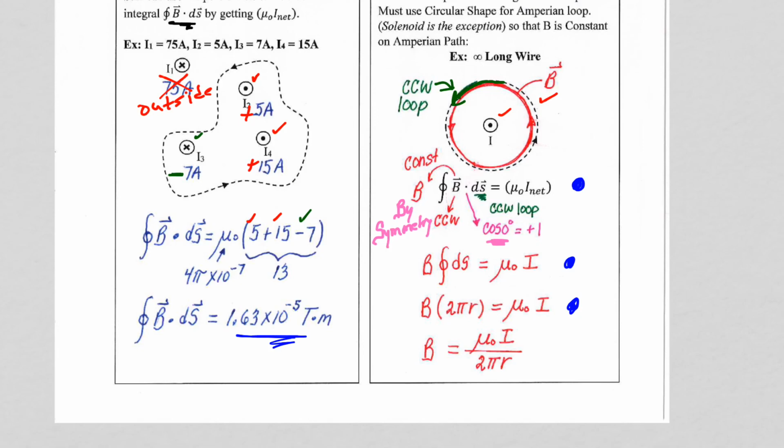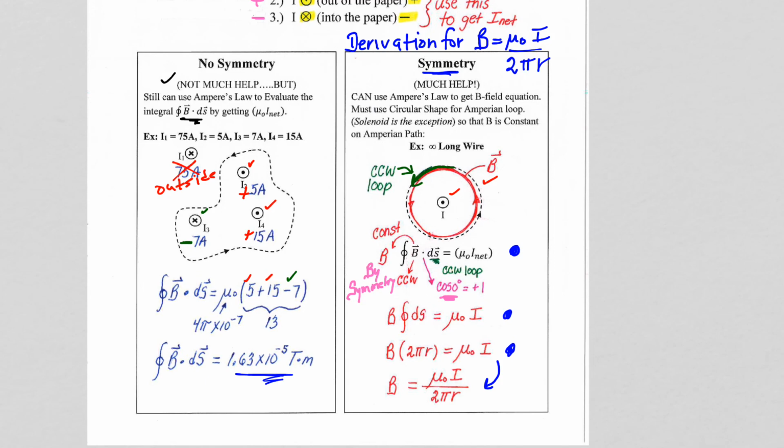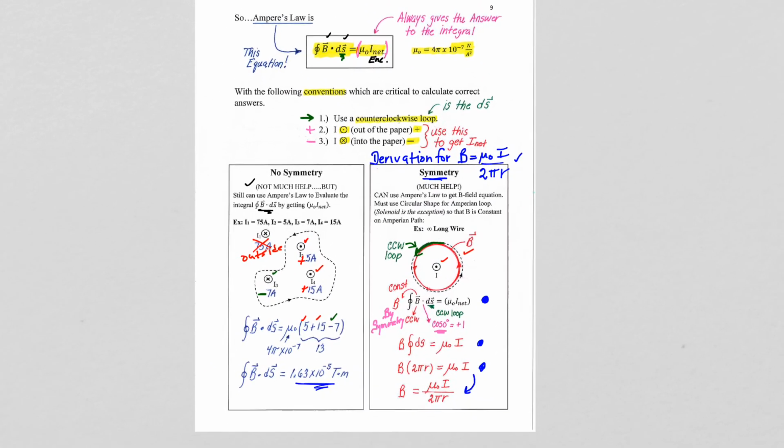This is just algebra to get it in terms of B. But you absolutely will be responsible, both for our test and the AP test, to be able to use Ampere's law to derive the expression for the long straight wire. We now can definitely start doing some homework problems with Ampere's law, and hopefully that is now crystal clear.